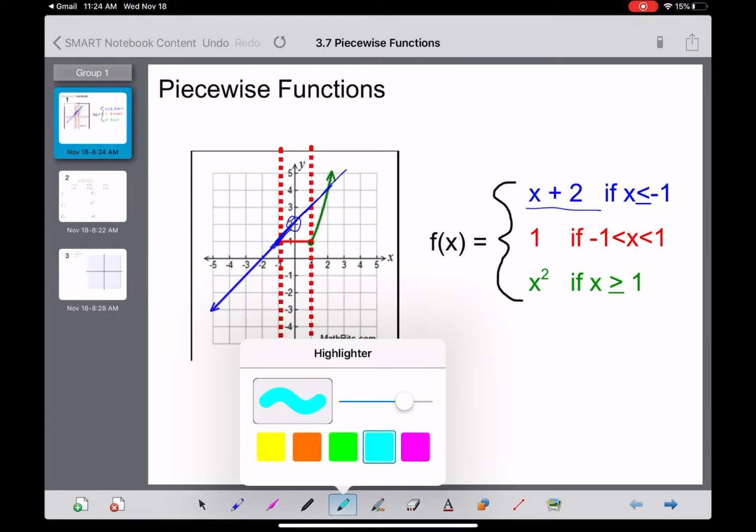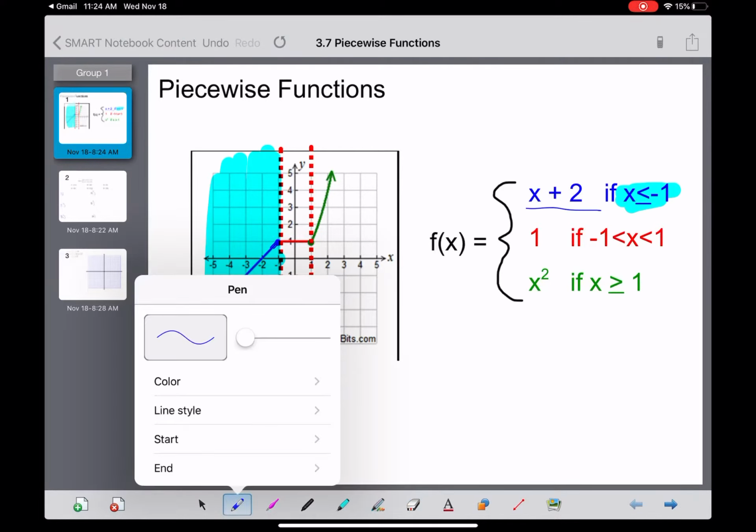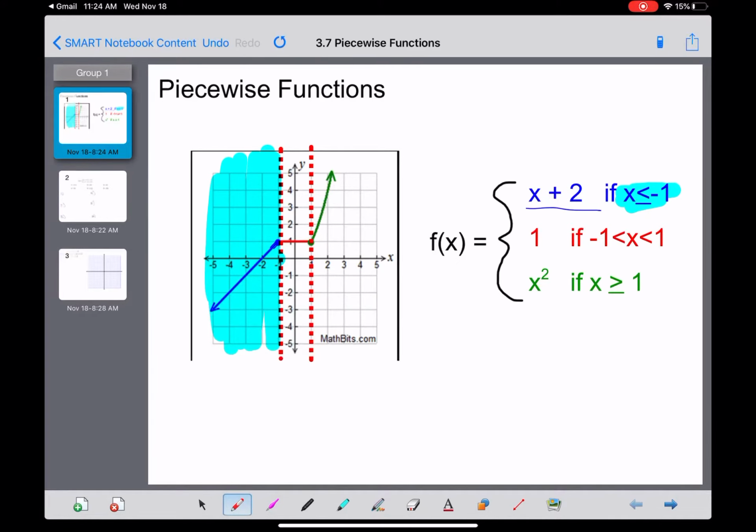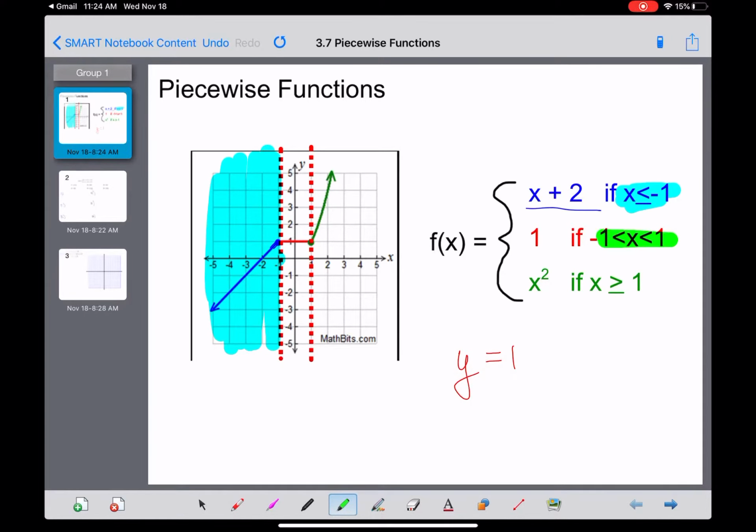However, the domain says that we only want to see this line when x is less than 1. Well, here's our x is less than 1, so that line will only appear in that region. Our middle line is y is equal to 1. That is a horizontal line, and it's in between -1 and +1. So that would be our middle region between -1 and +1. You have a horizontal line of 1.